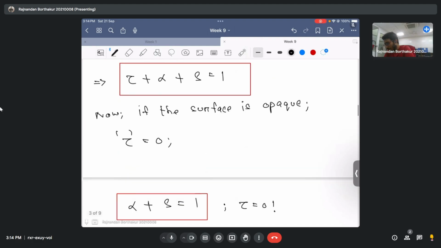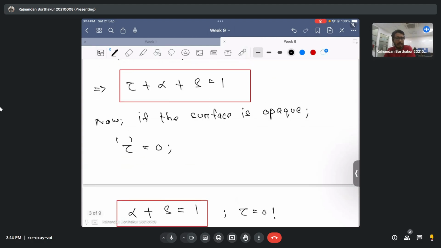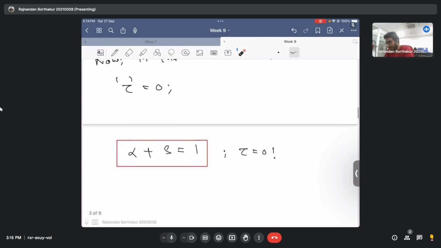All right. So this is something to do with the incoming irradiation. Again, I repeat that the net irradiation that falls on a surface has just three possibilities. It can be transmitted, it can be reflected, and it can be absorbed. From that, we came to the conclusion that tau plus alpha plus rho is equal to 1. And if I have an opaque surface, tau is equal to 0, and then the summation of absorptivity plus reflectivity is equal to 1.